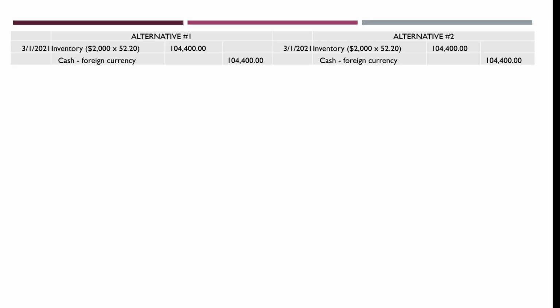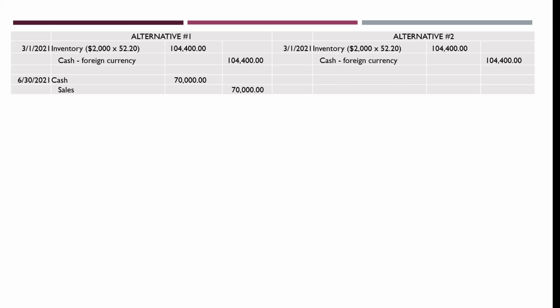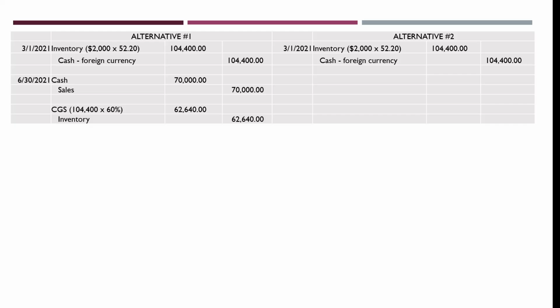Kapag nabenta. Okay? Sige. First date of sale, June 30, 2021. Ilang porsyento pa lang ang nabebenta sa inventory? 60%. Therefore, debit cash, credit sales for the selling price. Now, assume the use of the perpetual inventory system, debit CGS, credit inventory. Kung mapapansin nyo, ginagamit natin yung value ng inventory using the spot rate nung March 1. Okay? Naka-apekto na ba siya sa P&L? Yes, naka-apekto. Therefore, may i-reclassify na tayo from OCI.